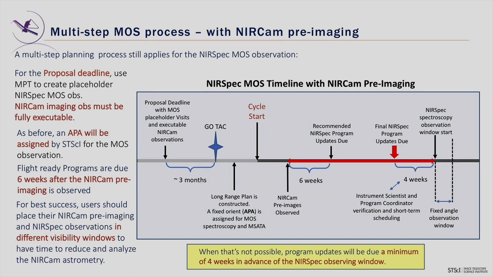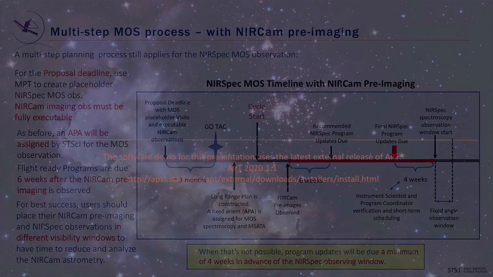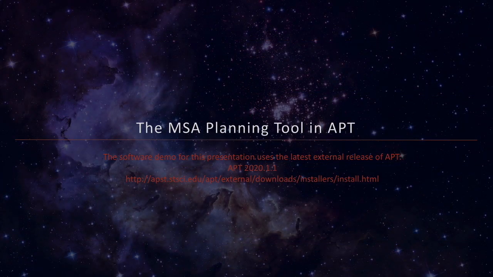Okay, so I'm going to be demonstrating the MSA Planning Tool in APT. I'll be using the latest released version of APT, which is APT 2020.1.1. It's available from this link, and I will be doing that in just a moment. First, I want to give a little overview of it.